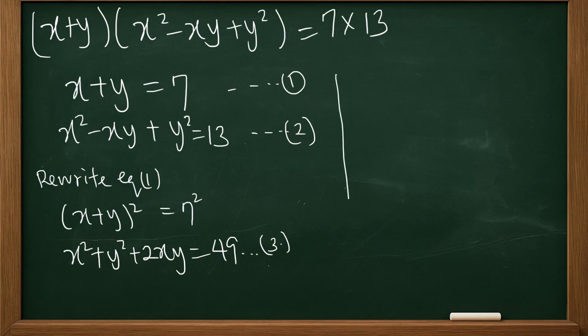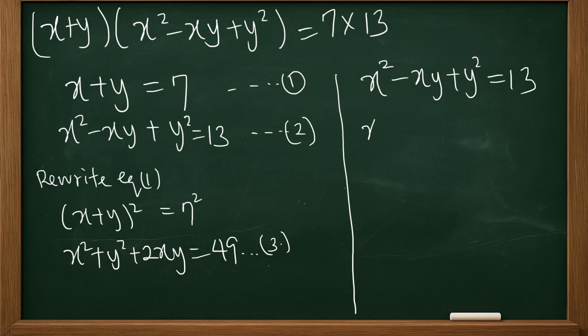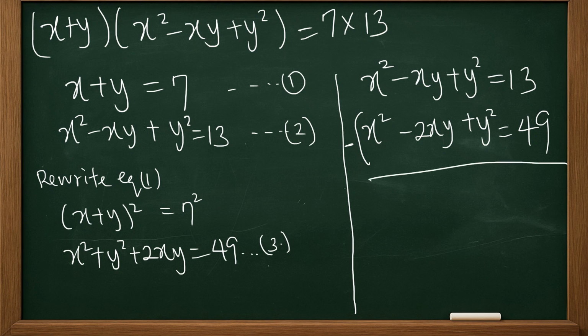Now, we have two equations we want to compare. The first one is equation 2, which is x squared minus xy plus y squared equals 13. And also my equation 3, which is x squared plus 2xy plus y squared equals 49. Now, how do we go about this? Let's subtract these two equations. So x squared is going to cancel out, y squared is going to cancel out. So here we have x.